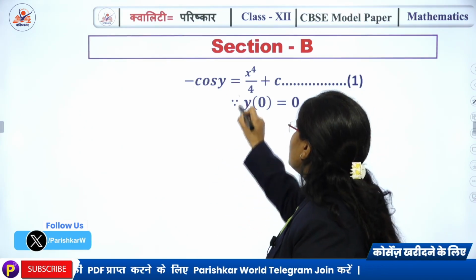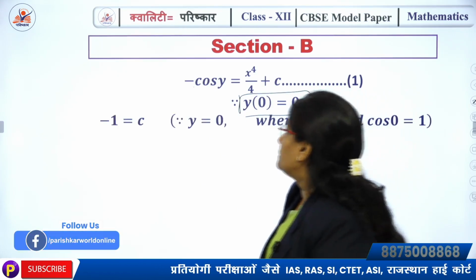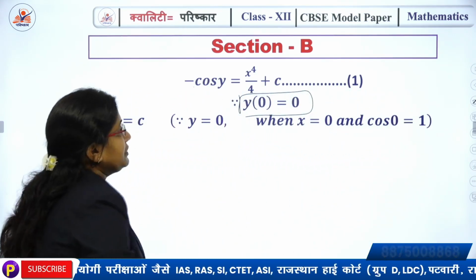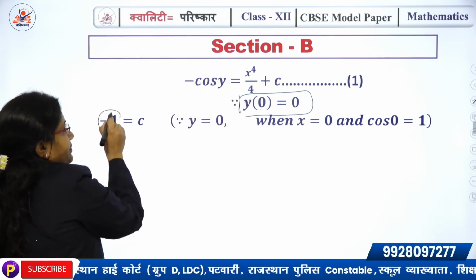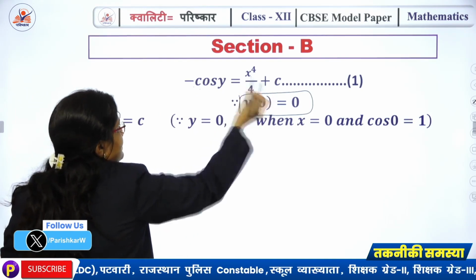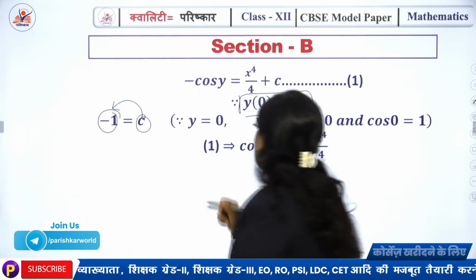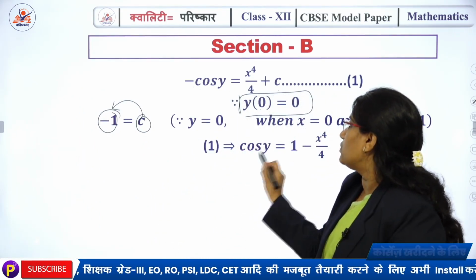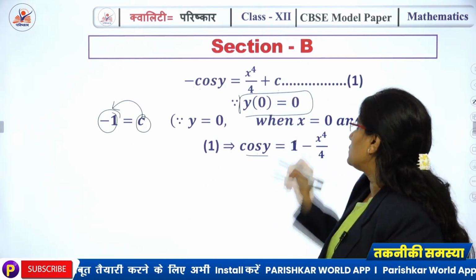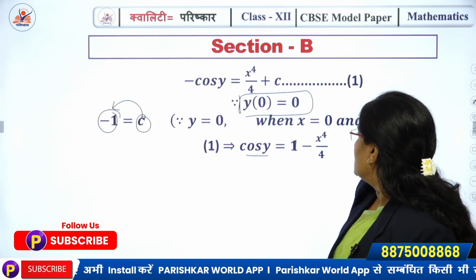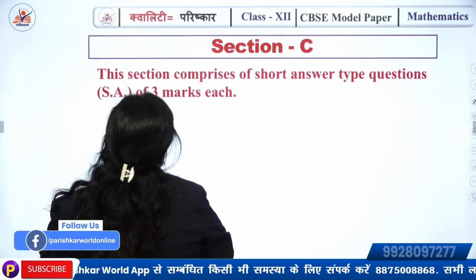Now we have the initial condition. Whenever the value of x equals 0, we have the value of y equal to 0. Put this condition into equation number 1. Minus cos 0, which is minus 1, plus 0 plus c, that is c. Now we have the value of c equal to minus 1. That implies minus of cos y, or on the RHS, cos y is equal to 1 minus x raised to the power 4 upon 4, which is the right solution to the given question.